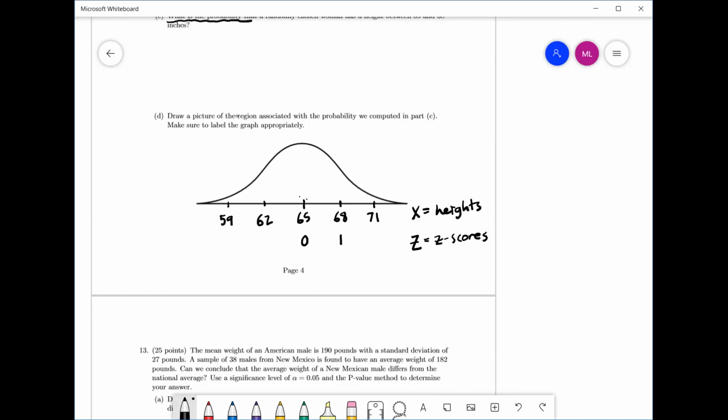And we're interested in finding the probability that somebody was between 59 and 68, which if I draw the z-scores, let me remind you, the z-score corresponding to 59 was -2. So I'm interested in this area right here. That is the area that we're trying to compute.